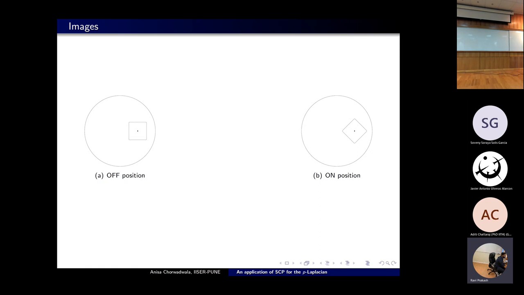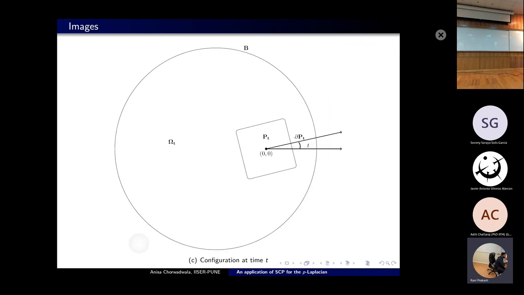And if I rotate this square about its center by pi by 4, and then pi by 4 plus pi by 4, if I keep rotating, I will move from off to on to off to on to off. And we will see that lambda 1, as a function of theta, where theta is the angle of rotation, becomes a periodic function. And lambda 1 has critical points exactly at the integer multiples of pi by 4. Between 0 and pi by 4, it is a strictly monotone function, pi by 4 to pi by 2, it is a strictly monotone function, and so on. So it increases, then decreases.